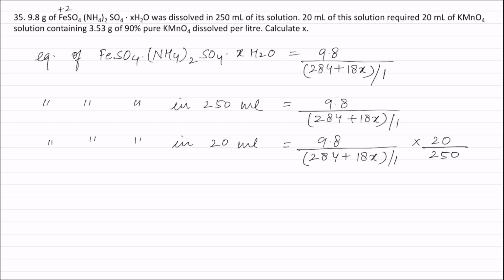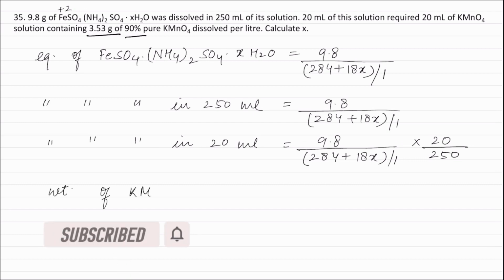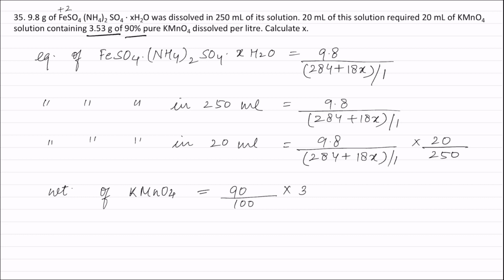Now the KMnO4 solution contains 3.53 grams of KMnO4, of which only 90% is pure KMnO4. Therefore, weight of KMnO4 is equal to 90 by 100 into 3.53 grams, and this is equal to 0.9 into 3.53 grams.